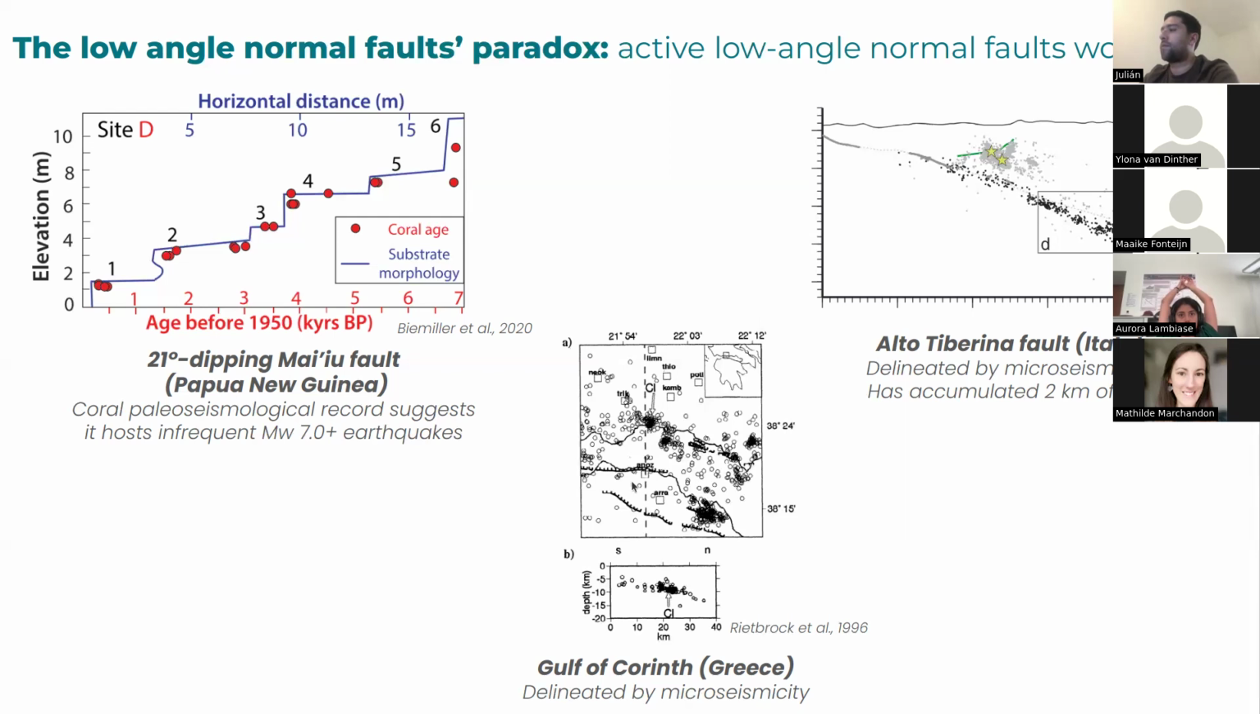We have also a low angle normal fault in the Gulf of Corinth in Greece that you can see here, delineated by the microseismicity. And another example is the Alto Tiberina fault in Italy. So we can clearly see here the microseismicity and the low angle normal faults.